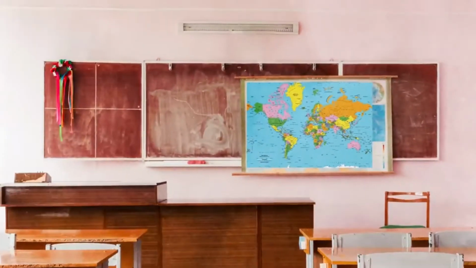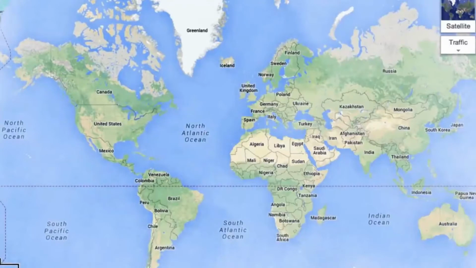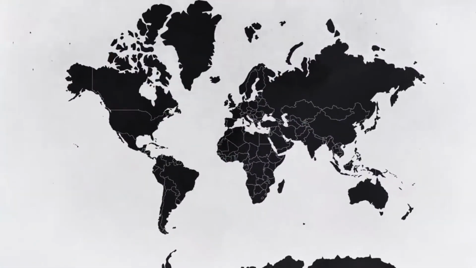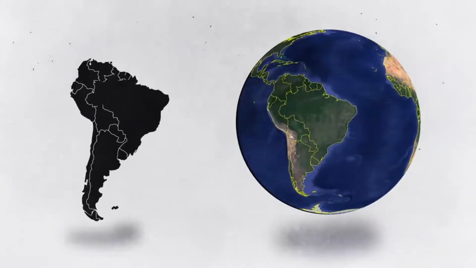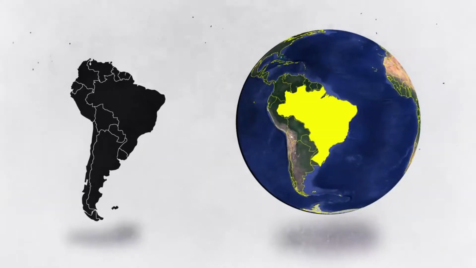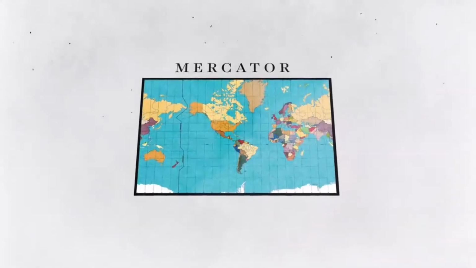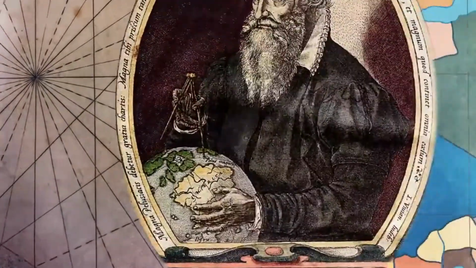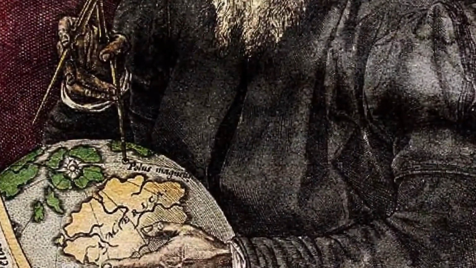You probably studied it in school. It's the projection Google Maps uses. Mercator projection is popular for a couple of reasons. First, it generally preserves the shapes of the countries. Brazil on the globe has the same shape as Brazil on the Mercator projection. But the real purpose of the Mercator projection was navigation. It preserves direction, which is a big deal if you're trying to navigate the ocean with only a compass.